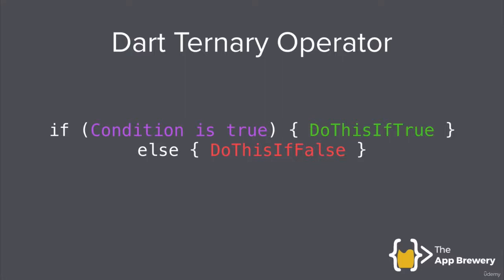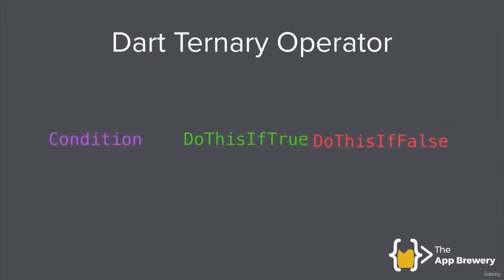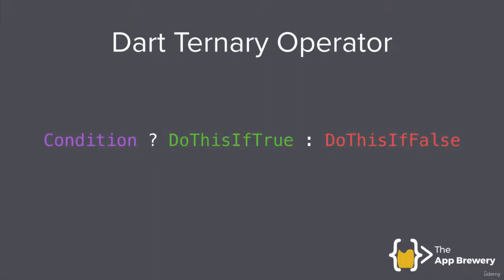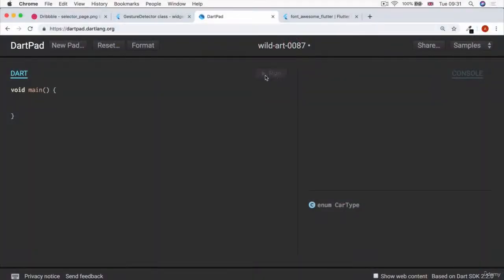And there's a lot of brackets, a lot of keywords, and a lot of lines of code to achieve this. But if we used a Dart ternary operator instead, then it simplifies that into a single line where we check the condition. If that condition is true, then we carry out this. And if the condition was false, then we carry out this. And all that we need here is a question mark and a colon. If that seems a little bit magical, don't worry, because we're going to head over to our trusty Dartpad to flesh it out and see how it works.